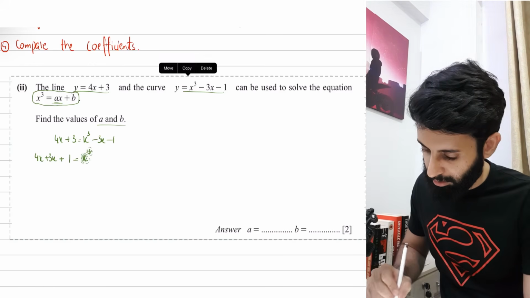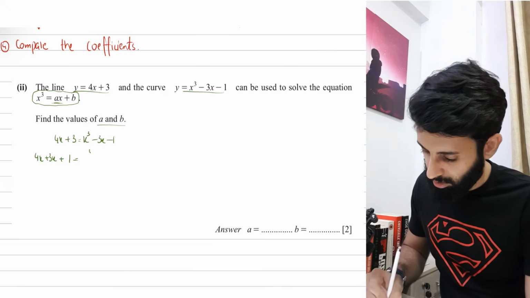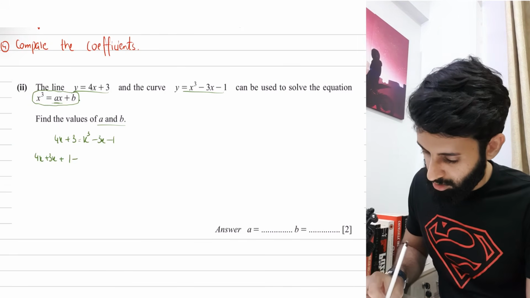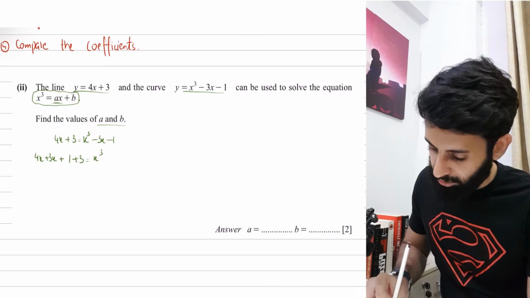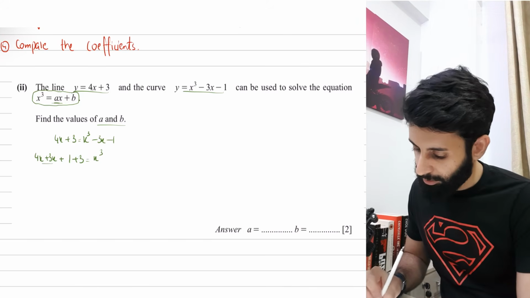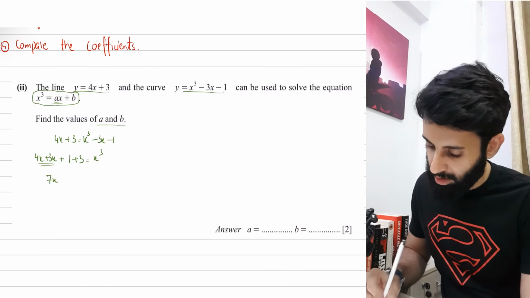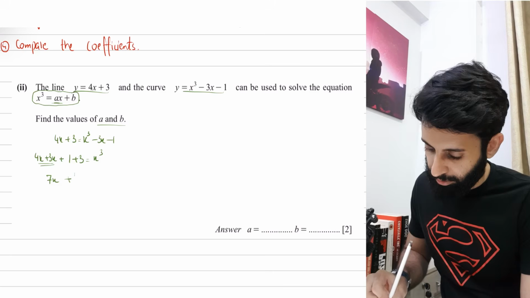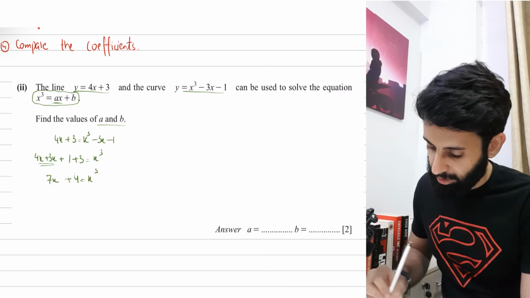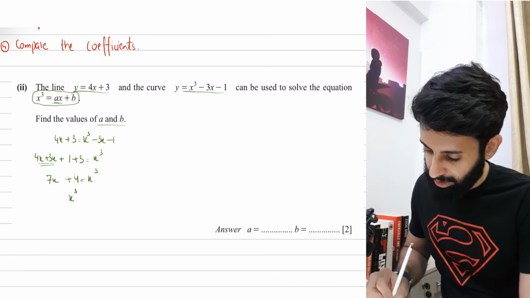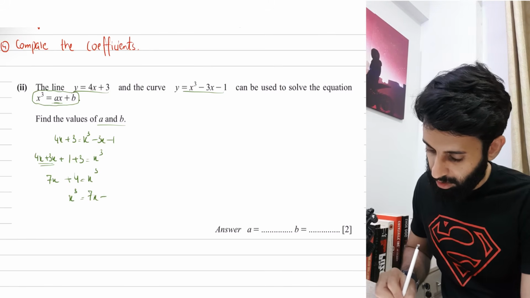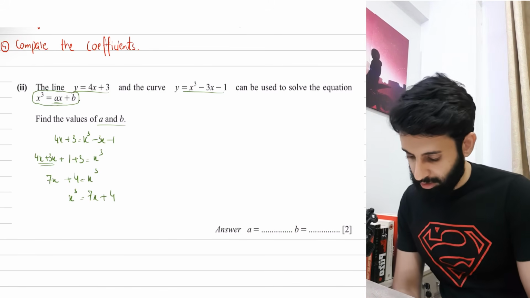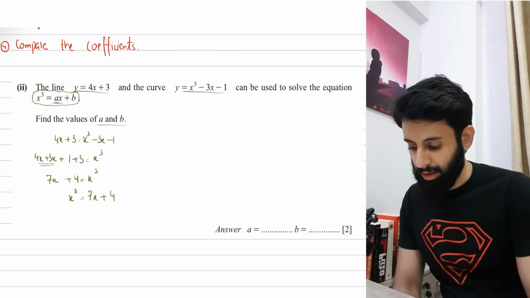Let me make room for that. Plus 3 from before equals x cubed. So 4x plus 3x is going to be 7x, and 1 plus 3 is going to be 4. This is equal to x cubed. If I write it the way the question wanted me to, that means x cubed equals 7x plus 4. Just give it a double check. 4x plus 3x is 7x, 3 plus 1 is 4.